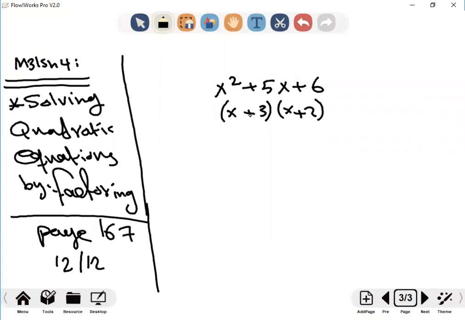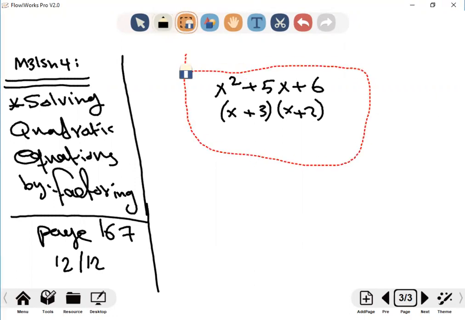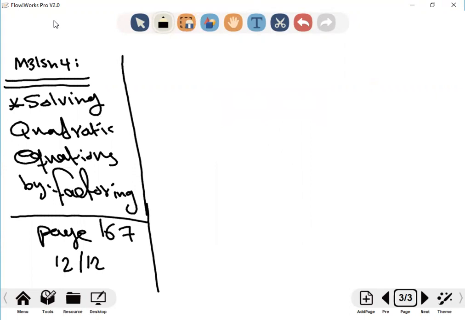How do we solve the quadratic equations by factoring? First we factorize. Second step, we use something we call the zero product property. Okay? What does this mean? Now to solve quadratic equations by factoring, so first you will factorize, which we took before.